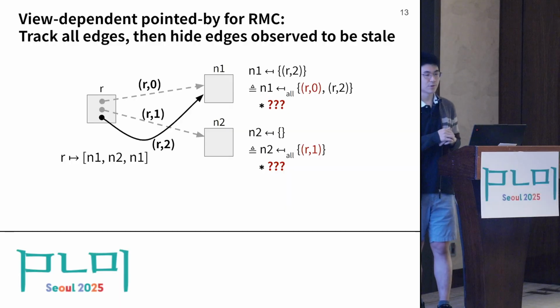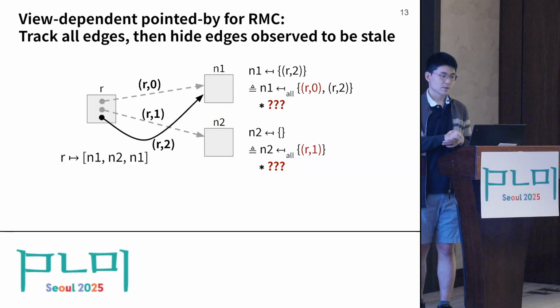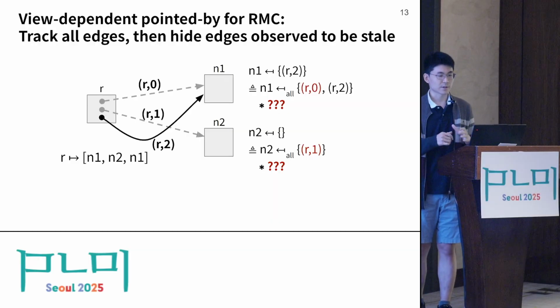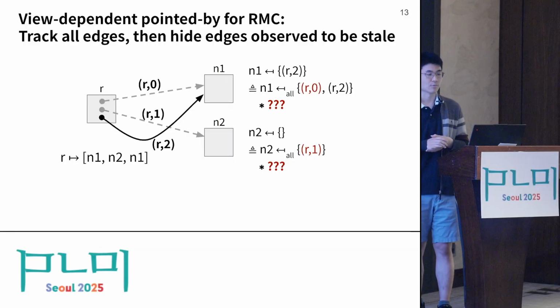The second step, we're going to hide the stale edges. So our end result should be that the pointed by set of n1 should be just r,2, and for n2, it should be empty. And the question is, how do we justify deleting the old edges r,0 from n1, and r,1 from n2?